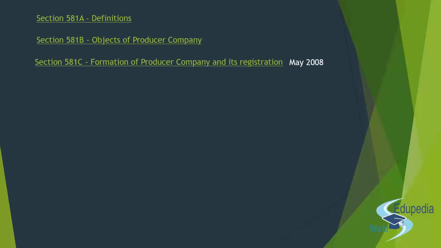581C is an important section from your exam point of view. You have been asked questions based on this section in past examinations, and that was not once. It was asked thrice in your previous examinations. One was in May 2008, then in November 2011 and November 2014. That was a very recent examination, right? So you can see the way this section is being repeated.